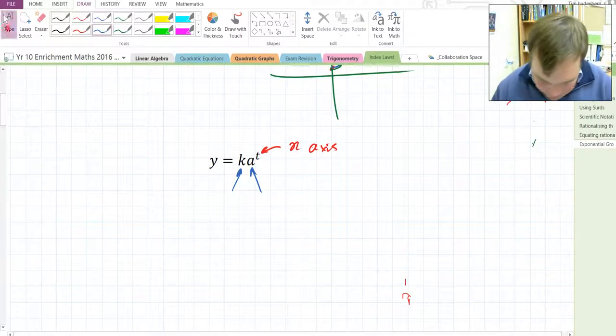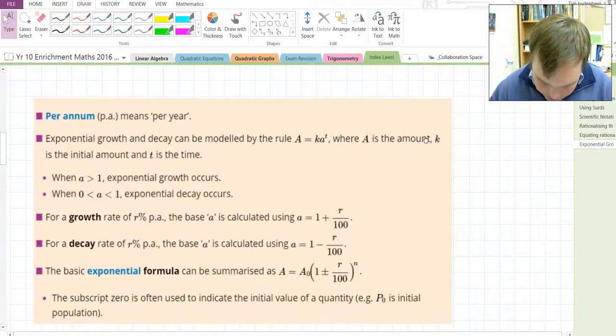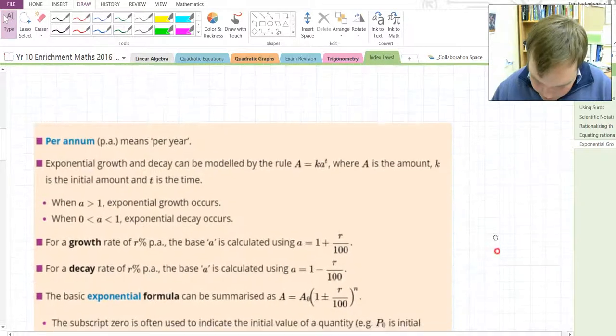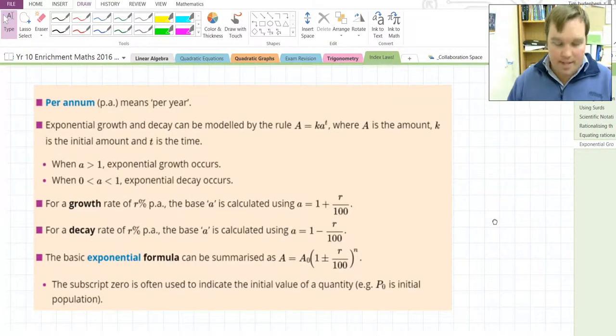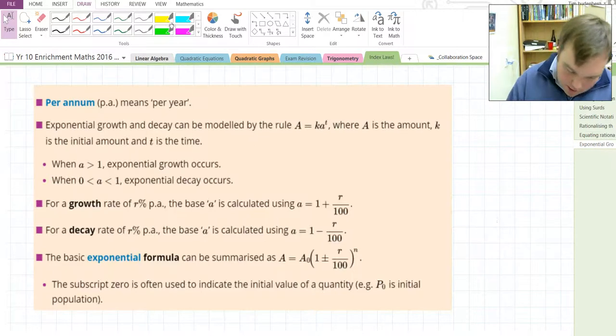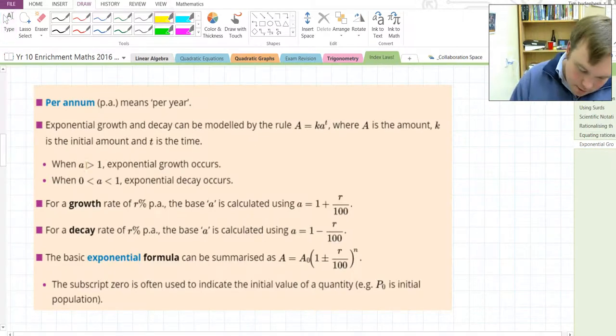Alright, don't want to take too much of your time, so I will just show you this, and yes, it's cut straight from the textbook. Please have that down in your notes. If you want to, you're welcome to print that out and just stick it in your notes. The important thing to remember is when A is greater than 1, exponential growth occurs. When A is between 0 and 1, decay occurs.